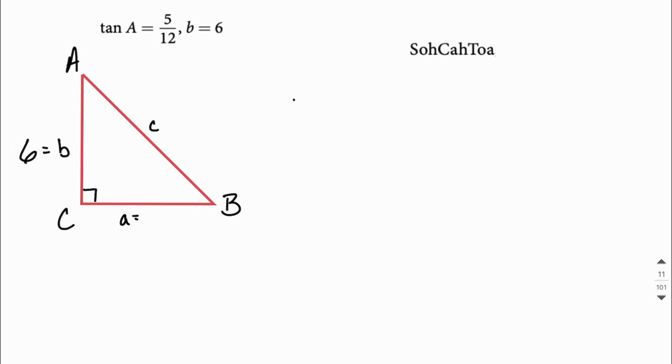Now the tangent of A equals 5 over 12 only tells us a ratio. All right, it doesn't tell us that the opposite is necessarily going to be 5 and the adjacent is going to be 12. Instead, it's simply a ratio to help us set up, right? I'm looking over here at tangent is opposite over adjacent.